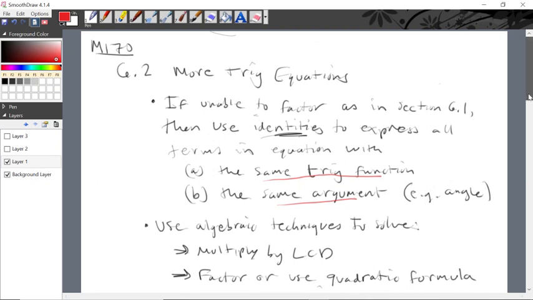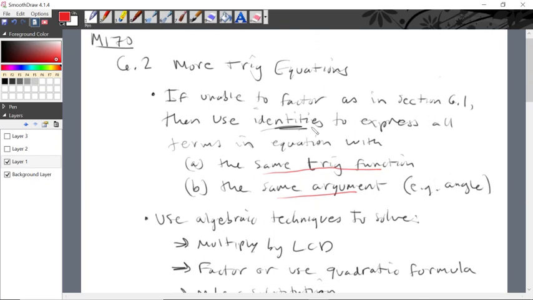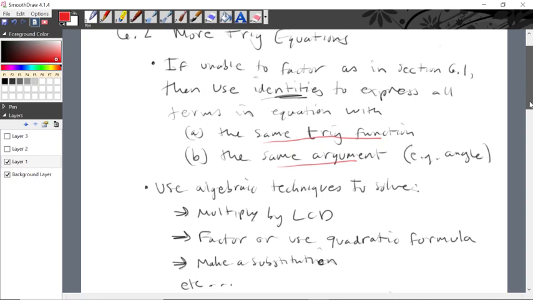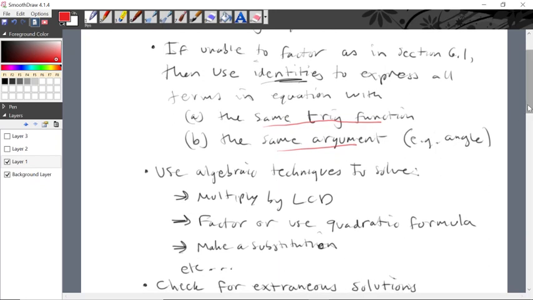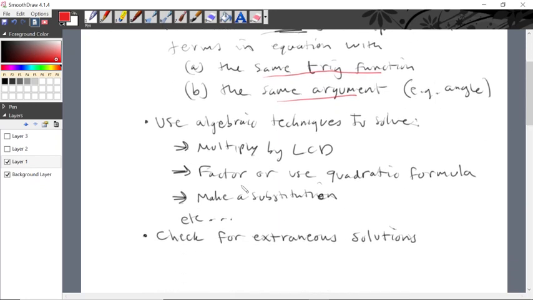In this section, we'll mostly be looking at examples whereby we'll be using identities, as we've been studying throughout recent chapters. We'll be using identities to rewrite these equations in terms of the same trig function with the same argument, and then we'll be applying techniques such as, for example, if there are denominators, we can multiply both the left and the right-hand side of the equation by the common denominator to clear the denominators. That's an algebraic technique. We can use factoring or the quadratic formula if we happen to have a quadratic. That would be an algebraic technique as well.